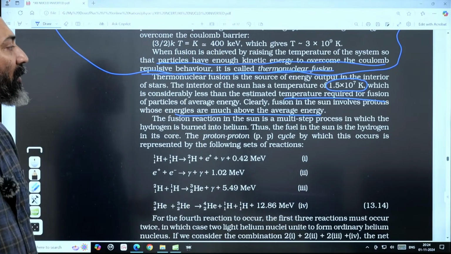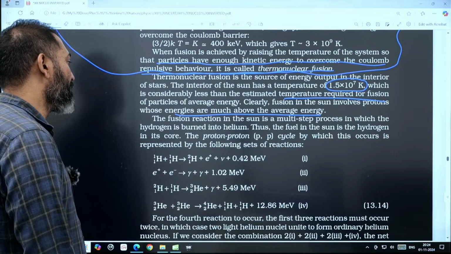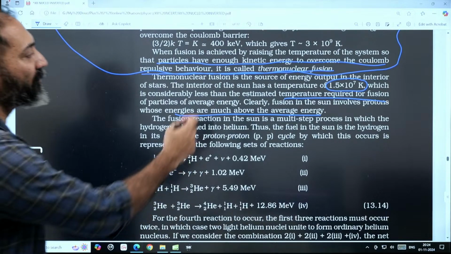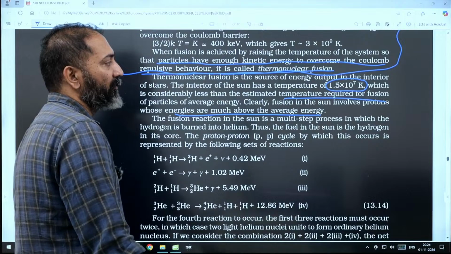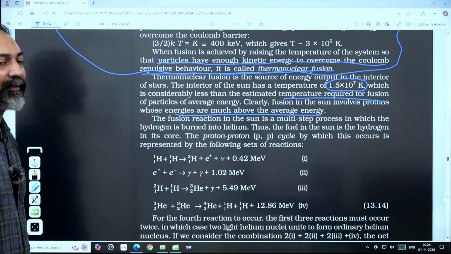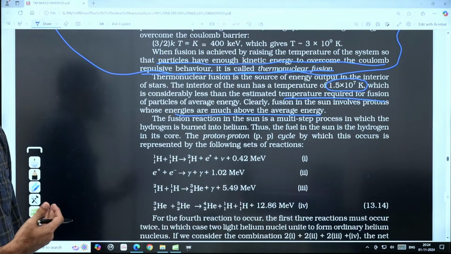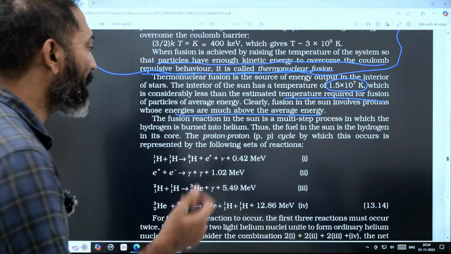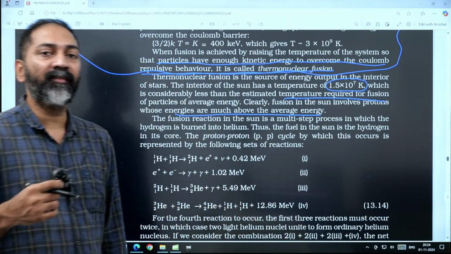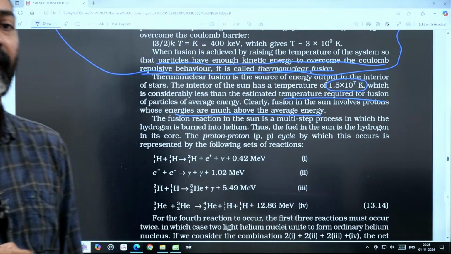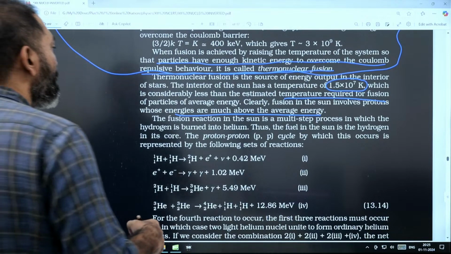So proton energy is much higher, because there is not enough temperature. It's only 1.5 × 10^7 Kelvin, and we have seen the temperature required is 3 × 10^9 Kelvin. So how is fusion still possible? Because protons in the sun have high energy.